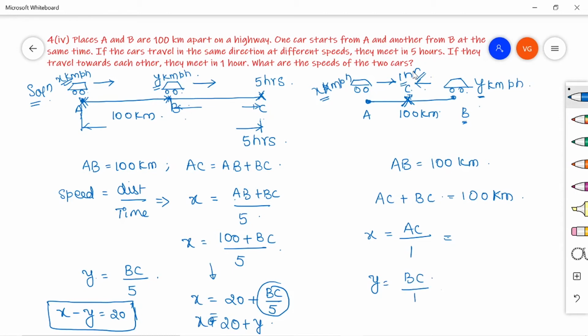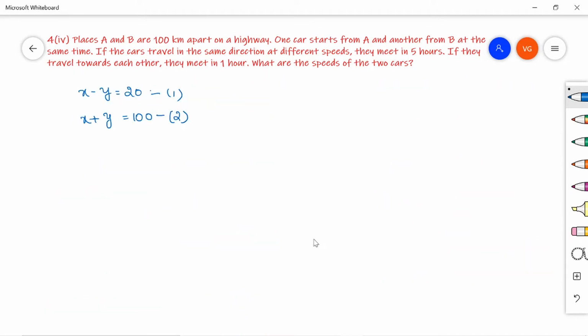So x is equal to AC and y is equal to BC. Just substitute these two in this equation. I know now x plus y is equal to 100. So this is my equation number 2 from here. So here the two equations that we are getting are x minus y is equal to 20 and x plus y is equal to 100.